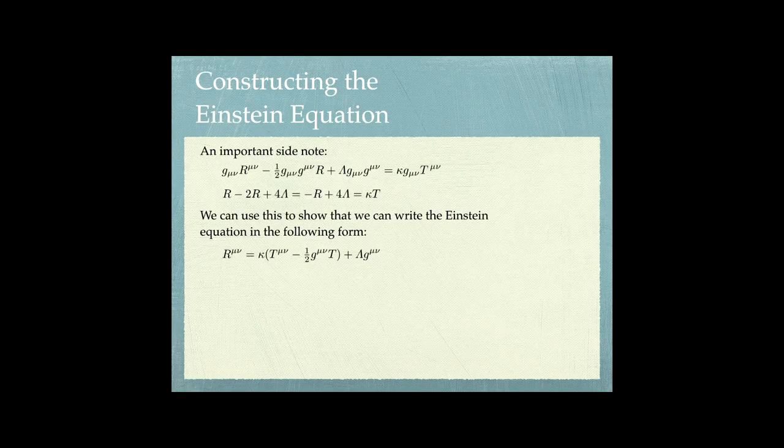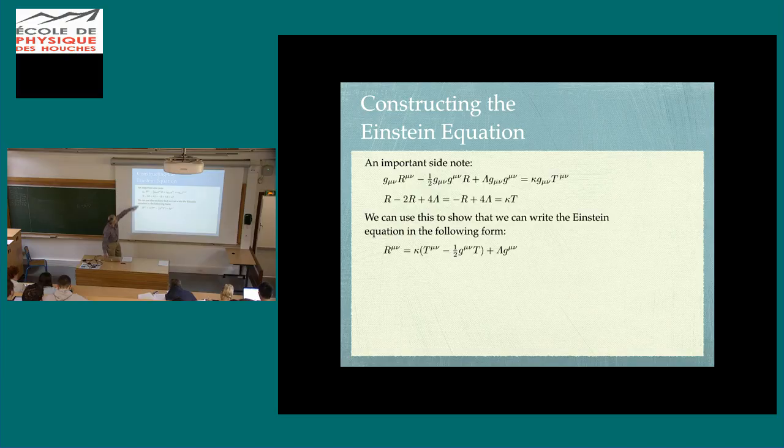Now, an important side note: if I take the trace of both sides of the Einstein equation as we have it, then this just becomes R by definition. This becomes R times the trace of the identity matrix, which is 4. So 1/2 times 4 is 2. And I get another factor 4 there. And so I get this as the trace of the Einstein equation as we have it.